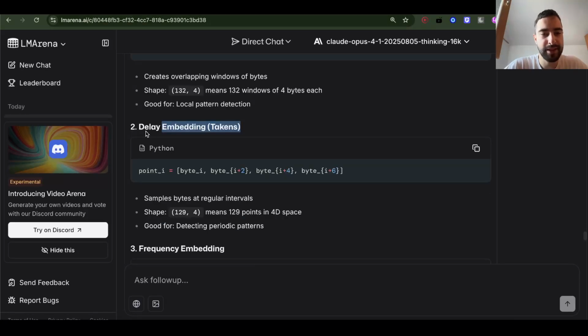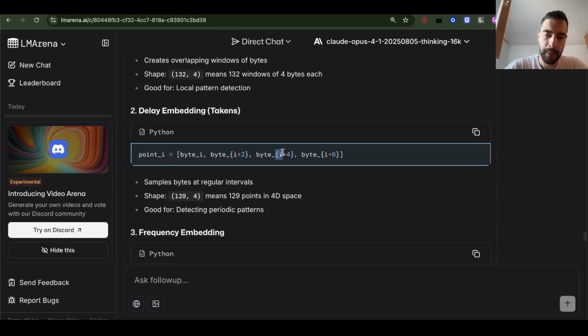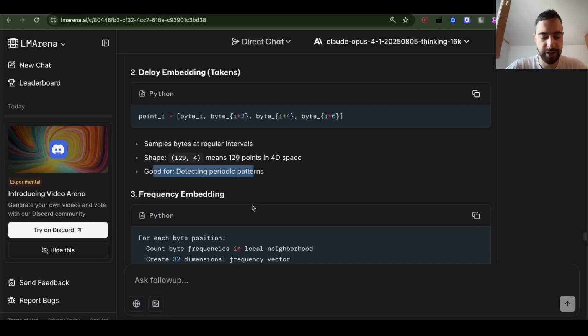Then we have delay embedding, so you take every second byte, for example. So the byte at i, i plus 2, i plus 4, etc. If the final shape is 129 by 4, it means we have 129 points in a 4D space, which is just a tensor, you know this if you do machine learning. This is good for detecting periodic patterns, interesting.